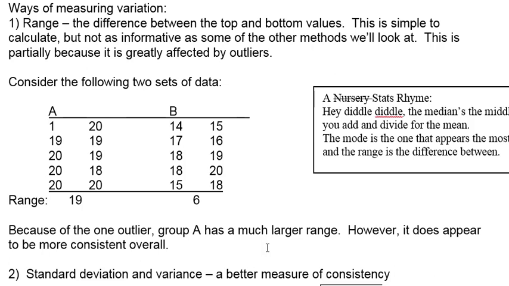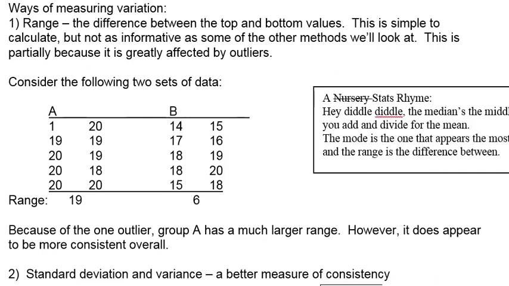And just in case you needed a quick where did that number come from, right? Highest minus the lowest for the range, top and bottom values. So 20 is our highest of all these values, minus 1 gives me 19. 20 is also the largest of this data set, minus 14 gives me a range of 6.